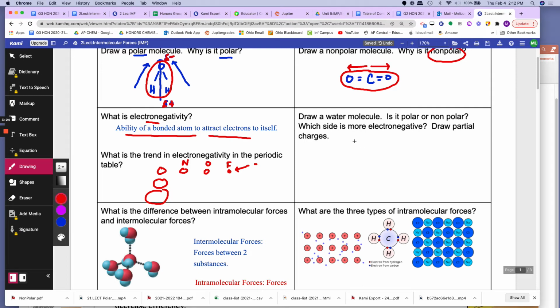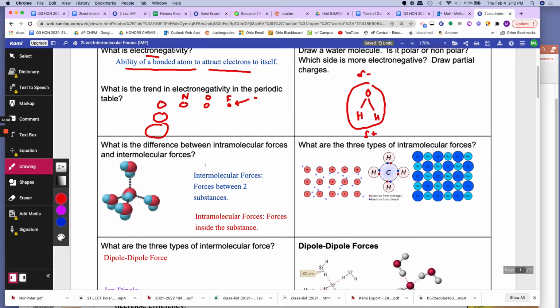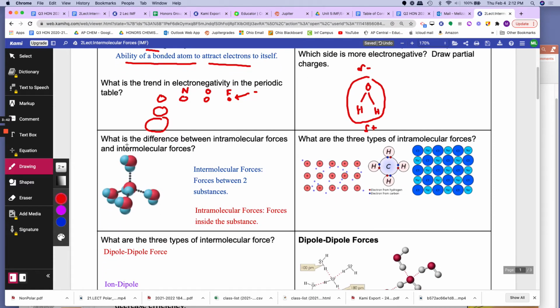Okay, so draw a water molecule. I did that already, so it would look like this. Sometimes I draw a circle showing the partial negative pole on this side and a partial positive pole on the hydrogen side.